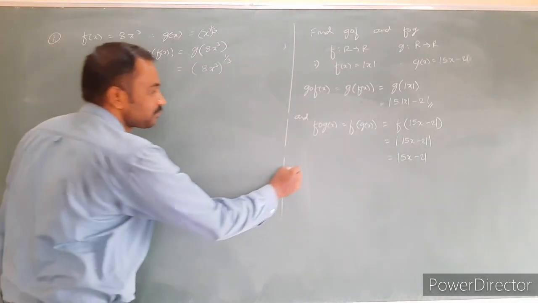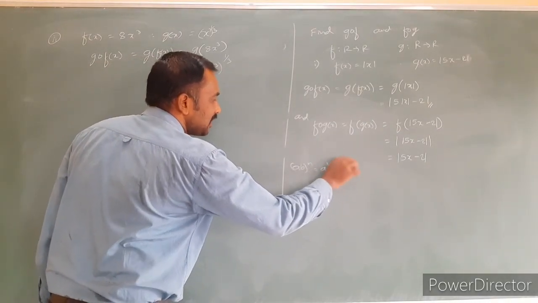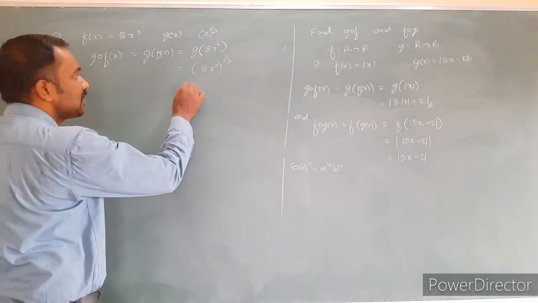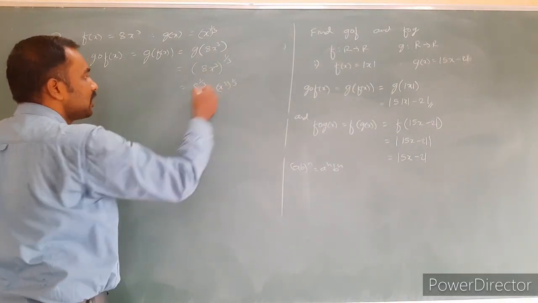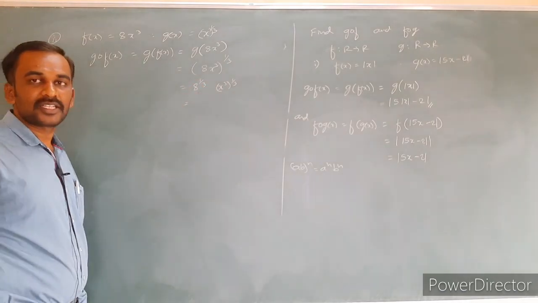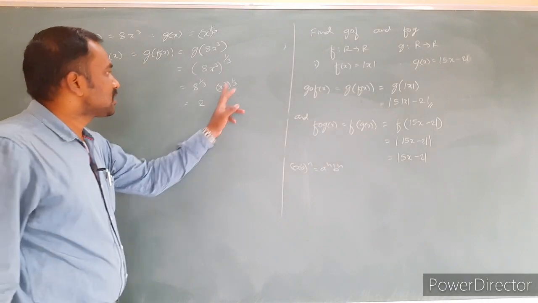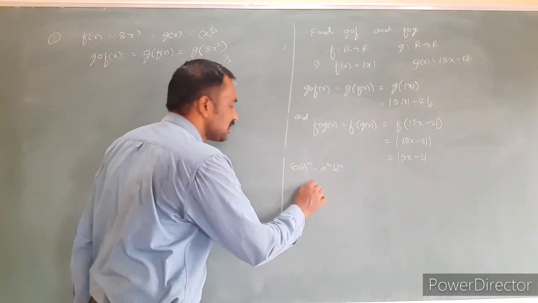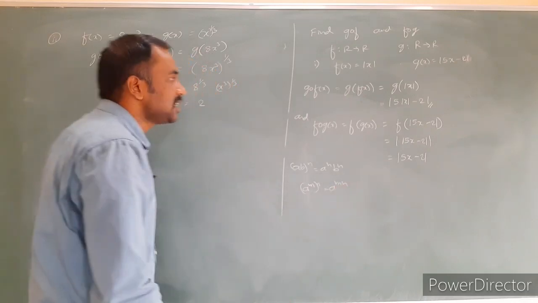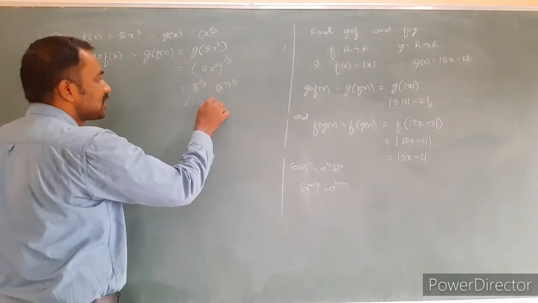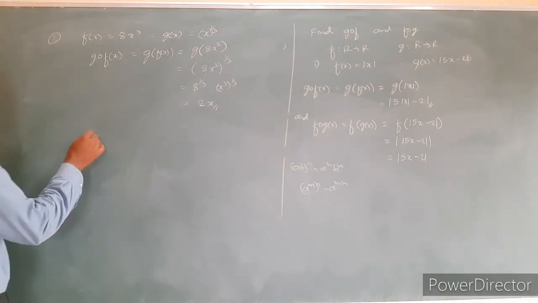AB whole power n, that we can write as A power n into B power n. Here also, 8 power 1 by 3 into x cube whole power 1 by 3. 8 power 1 by 3 is nothing but cube root of 8, that is 2. X cube whole power 1 by 3, that means A power m, that power n is equal to A power mn. So the 3 gets cancelled, which becomes 2x. This is G circle F.